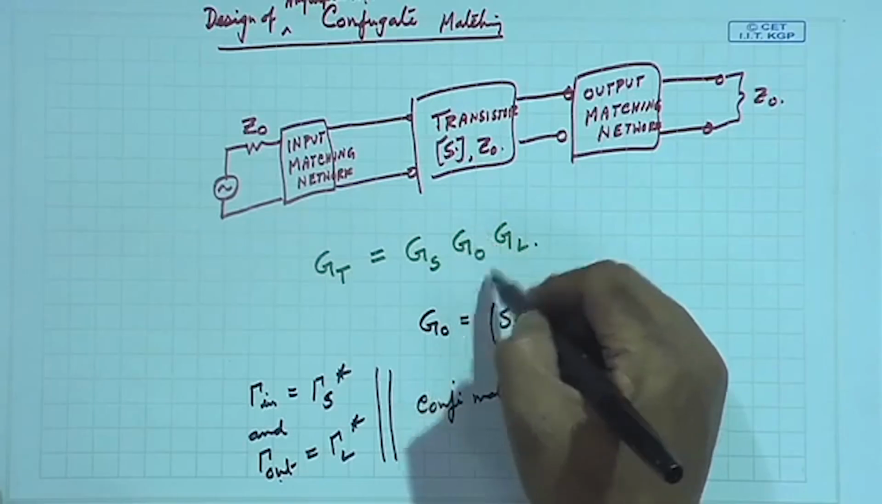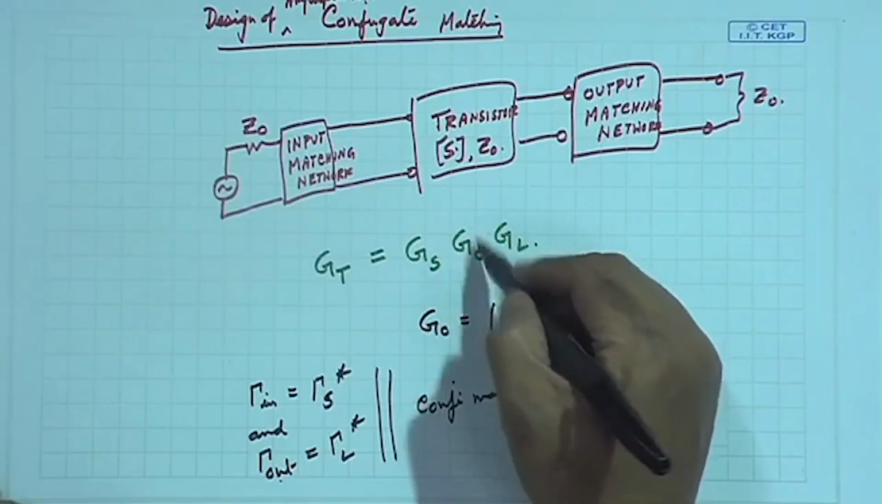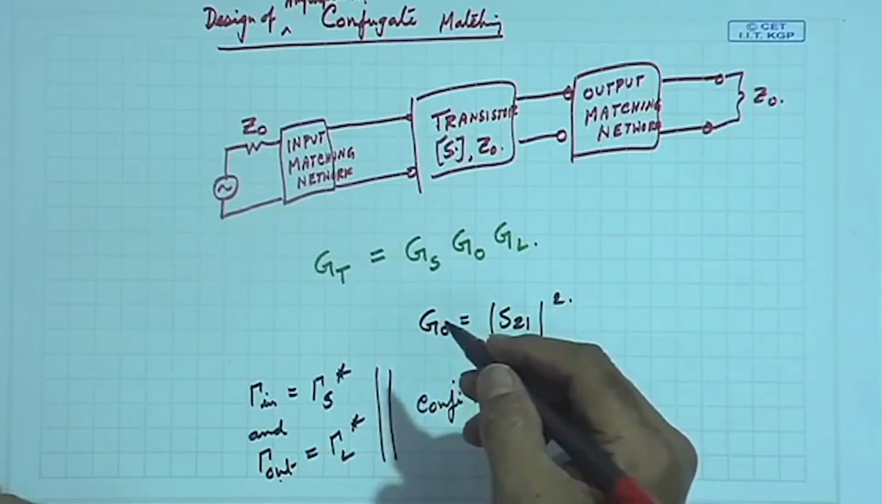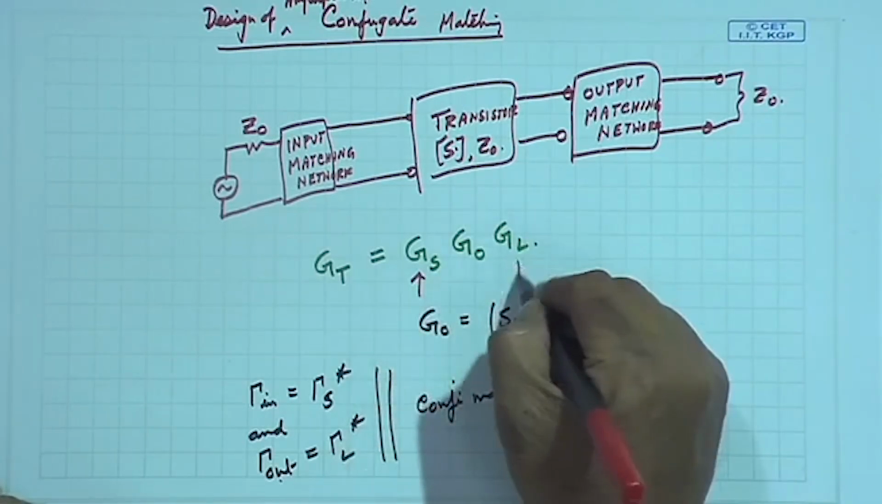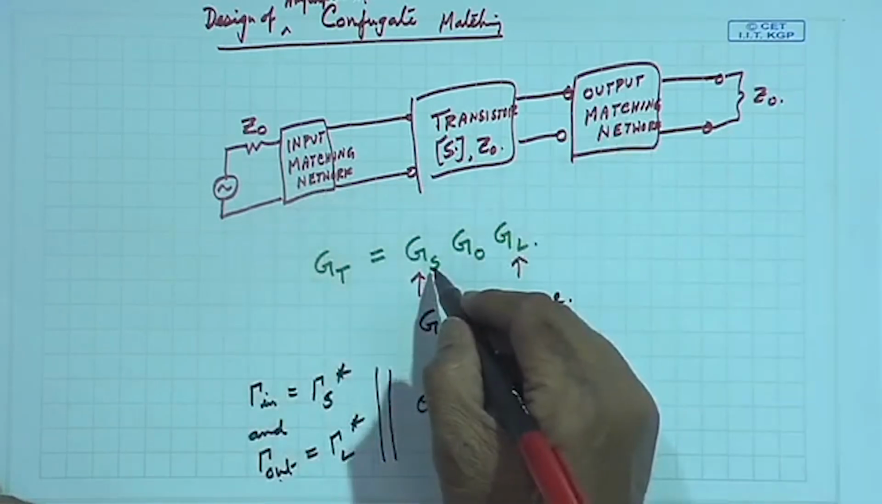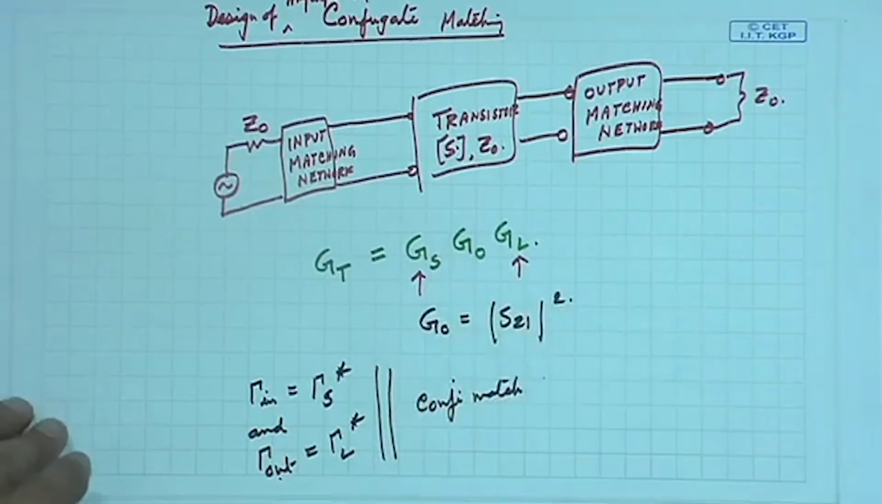So, this is already given by the device manufacturer. Our job is now to design this ZS, the input matching network and the output matching network, so that I can get the maximum of these ZS and ZL. Last time we found the expressions for this ZS.